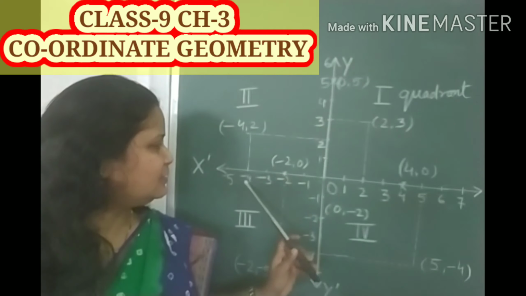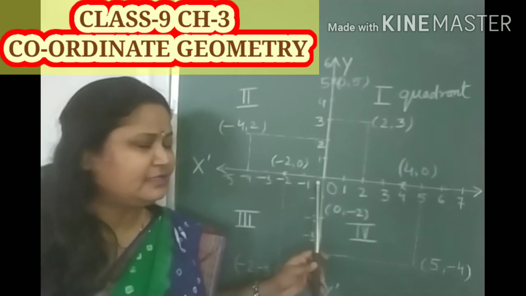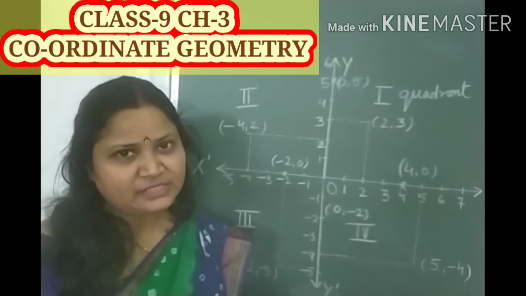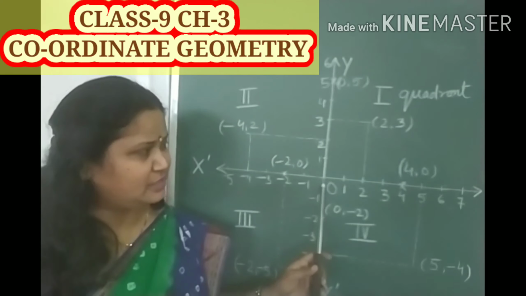Children, both the x-axis and y-axis intersect at this point 0. This point 0 is called the origin. Every distance you can measure from this origin.